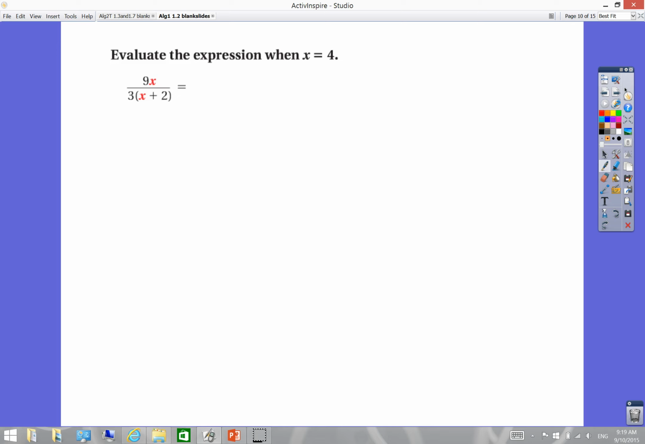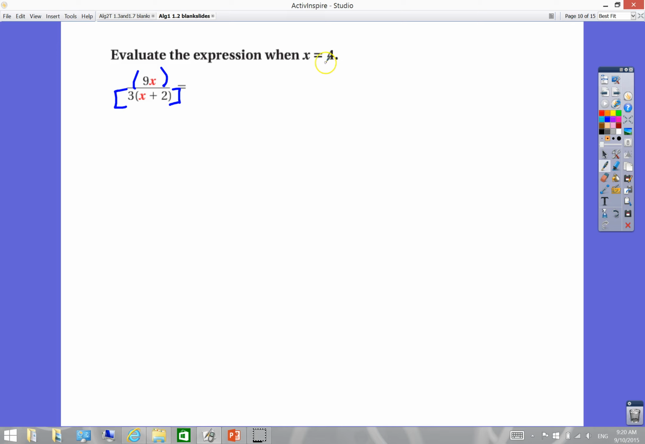Okay, now we've got a fraction. And fractions have an implied grouping symbol around the numerator and the denominator. You don't see it there, but you need to make sure that you've simplified the numerator all the way and simplified the denominator all the way, and then you'll deal with that fraction bar as a divide. So we're going to consider it like this. This is going to be 9x over square brackets 3 times x plus 2. And now this is actually an evaluate an expression given the value of the variable, so we're going to have to do this in steps.